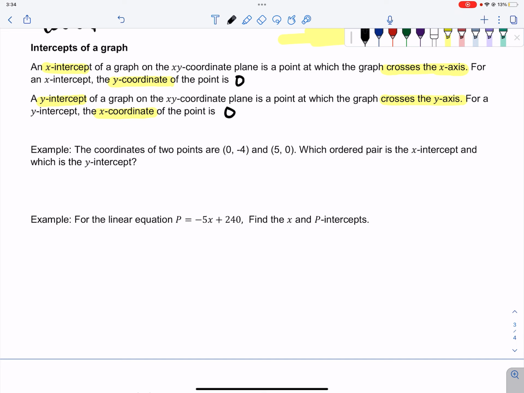Now in this example, we have been given the coordinates of 2 points, (0, -4) and (5, 0), and I want to know which one is the x-intercept and which one is the y-intercept. The first one, (0, -4), has 0 in the x position of the ordered pair, which tells us that this is the y-intercept. The second ordered pair, (5, 0), has the 0 in the y position, so this is the x-intercept.